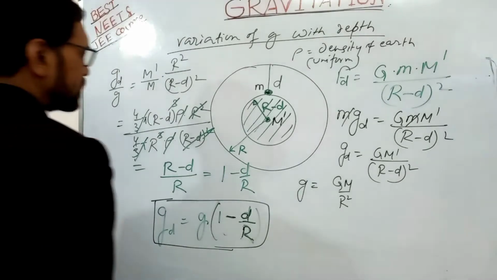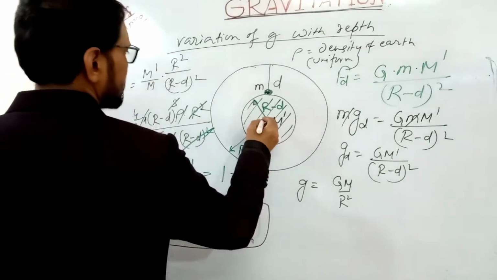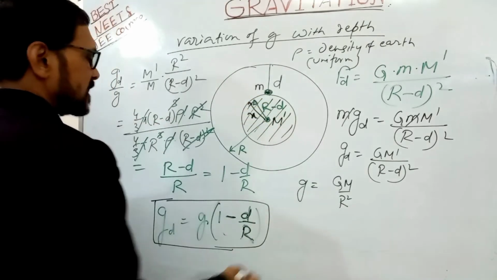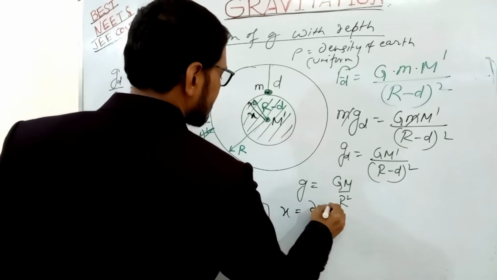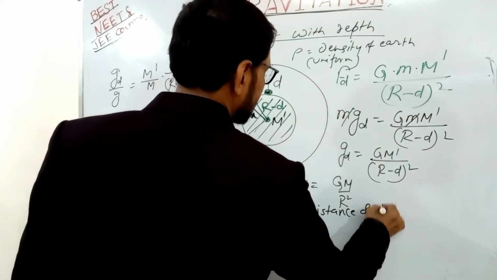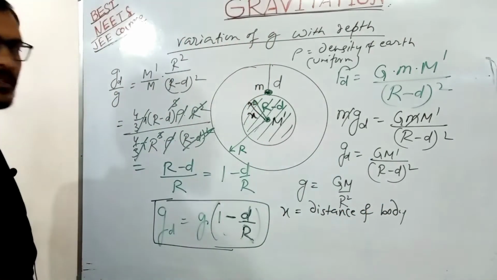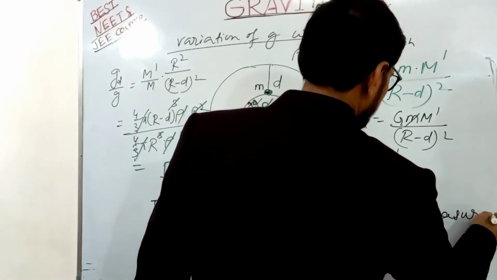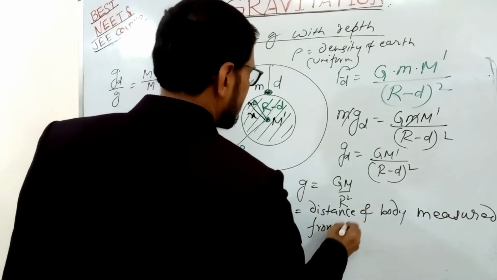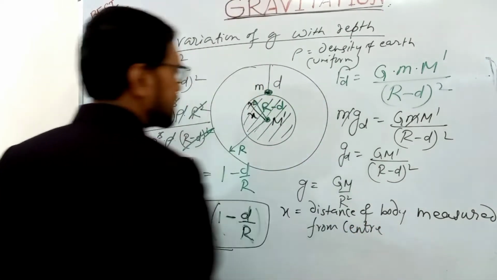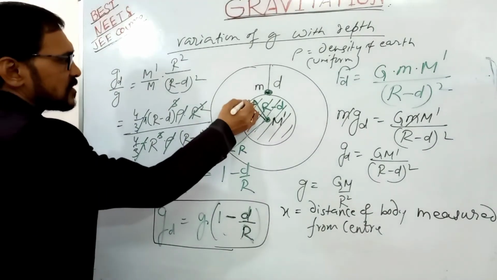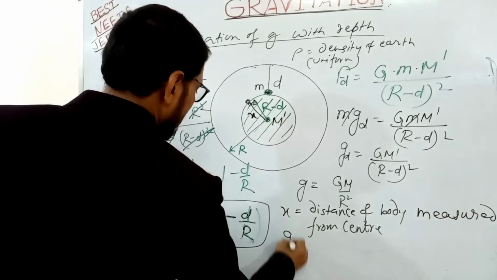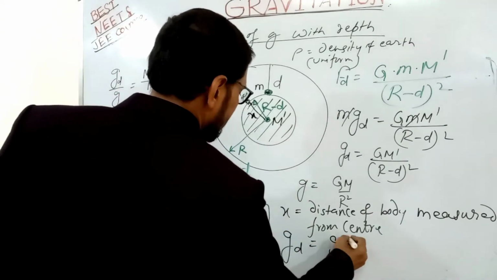So this is the formula. Now if x is the distance of the body measured from the center, then r minus d equals x. So this value will be g into x by r.